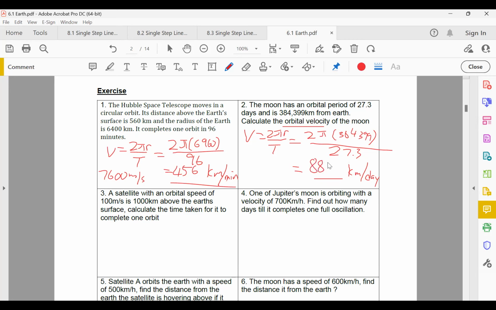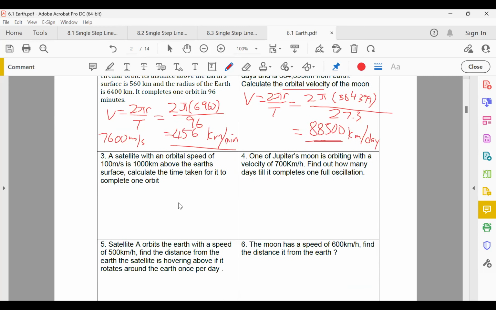88,500. Yeah, correct. To three significant figures, it will be in km per day. But if you calculated in meters per second, just leave it, it's fine. Doesn't matter.